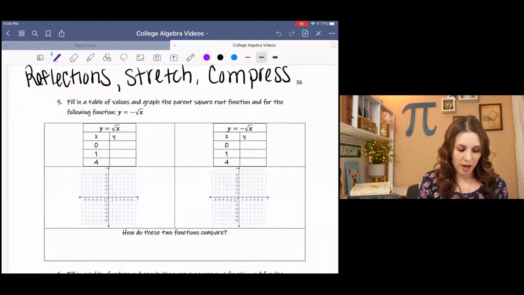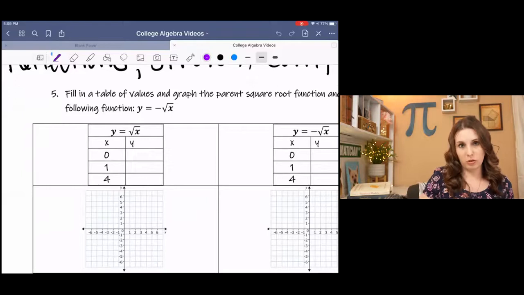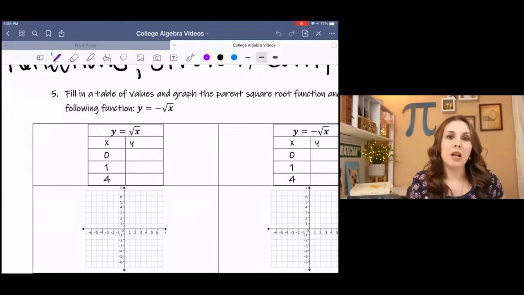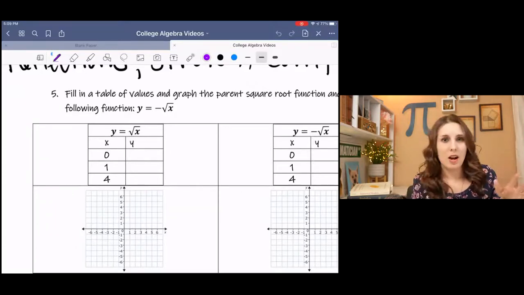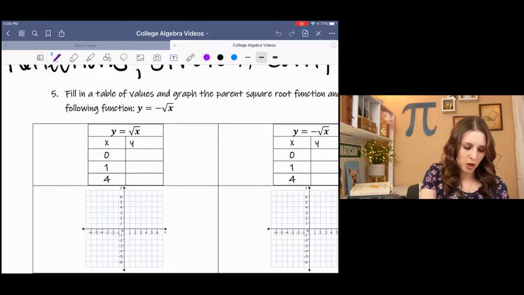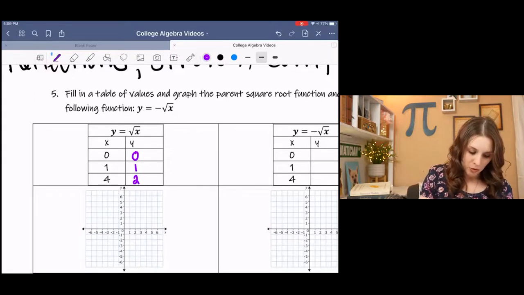So we have a square root function. We've got the parent function of a square root, and I've got some x values that I chose. I chose perfect squares because I figured it would just be easier to evaluate the function at those x values. We do square root 0, that's 0. Square root 1, that's 1. Square root 4, that's 2. And then we're going to graph this on the coordinate plane below.